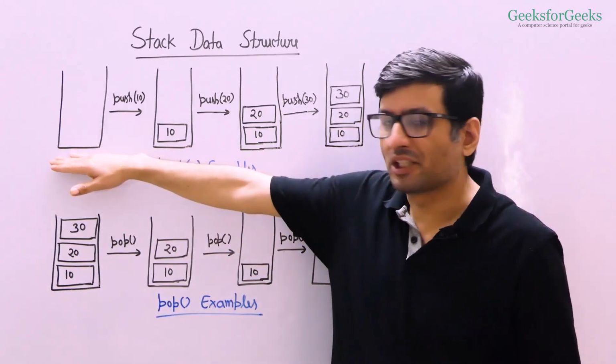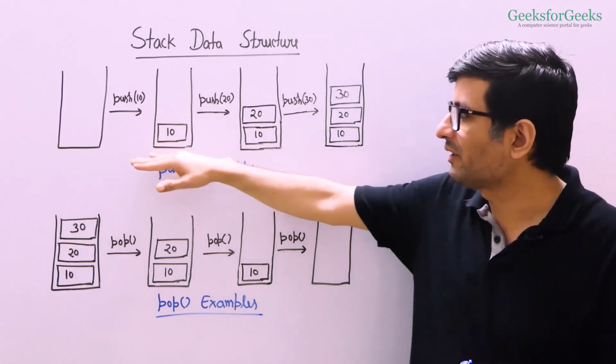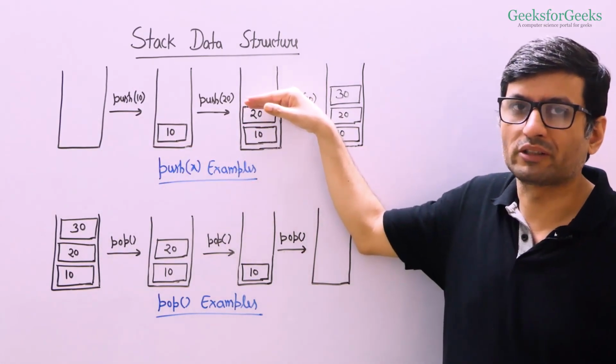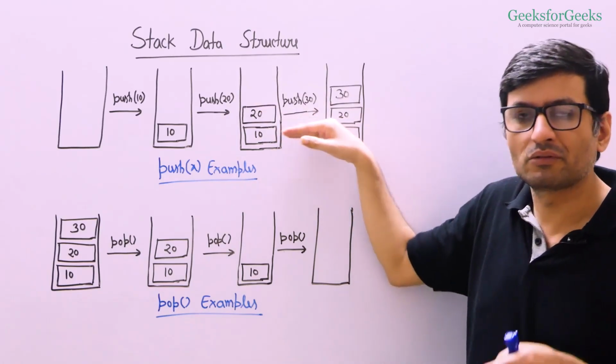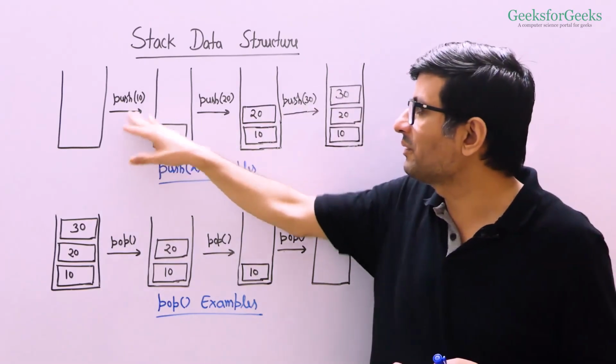So let's say we have an initially empty stack, which is like a box closed at one end. When you insert an item 10, it goes like this. When you insert one more item 20, it goes on top of 10. When you insert one more item, 30, it goes on top of 20. So this is how your stack looks after doing 3 push operations.